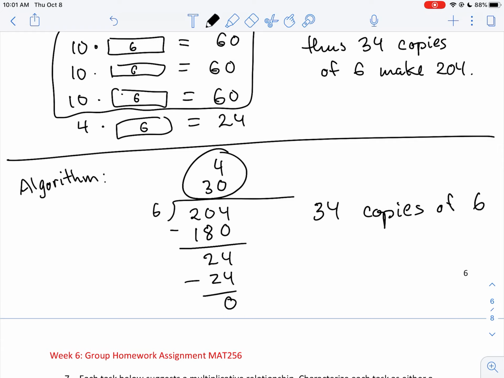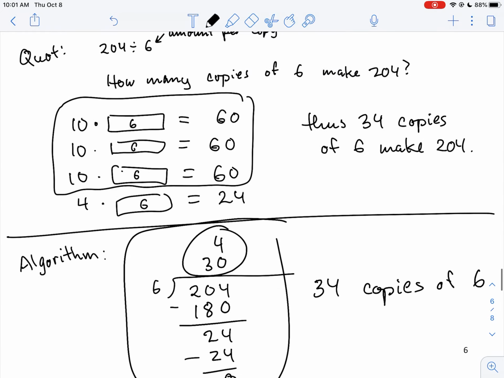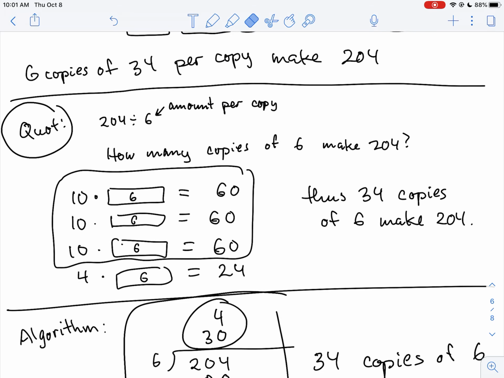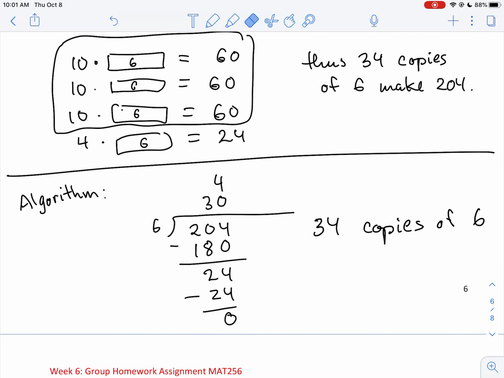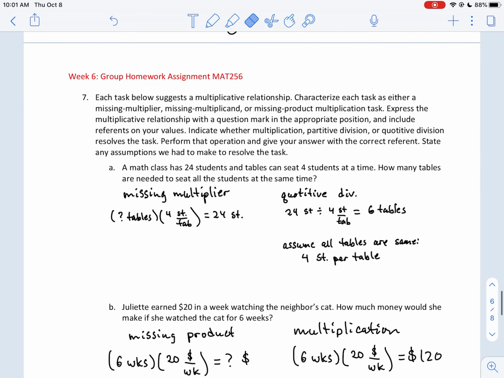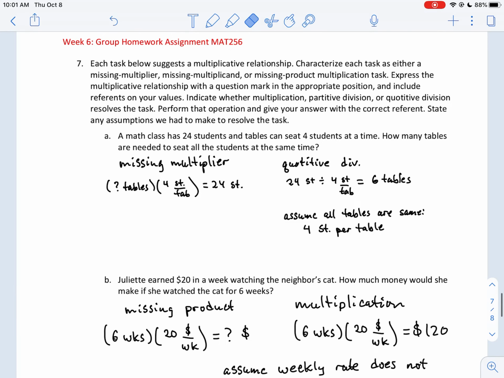is... when I did the algorithm, by the way, you can tell what the flavor was. I was doing a quotative flavor. I was just trying to figure out how many 6s go into 204. How many 6s make 204. Okay, and then this, I think, is the last task.